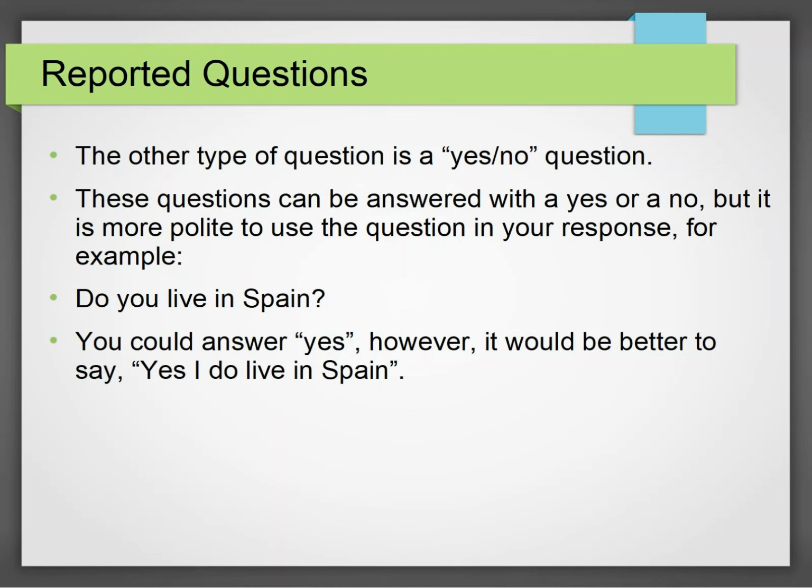Do you drive a car? Yes, I do drive a car. Do you play football? No, I don't play football. Okay, just use some of that question to formulate your response with a yes/no, because it keeps a more polite tone to the conversation, and it makes you sound that little bit more native. Okay, most native people would generally speak with a longer answer than yes or no.